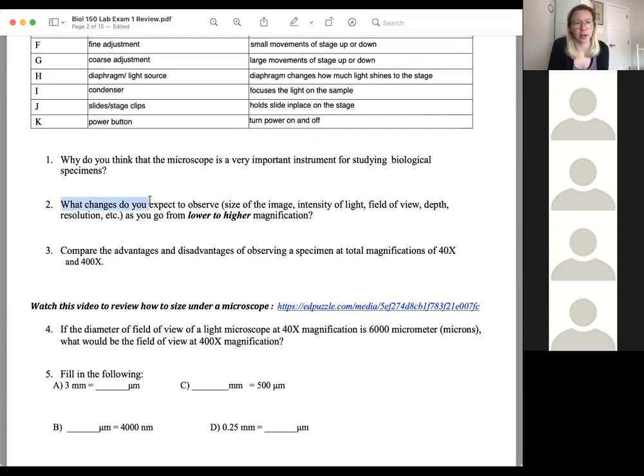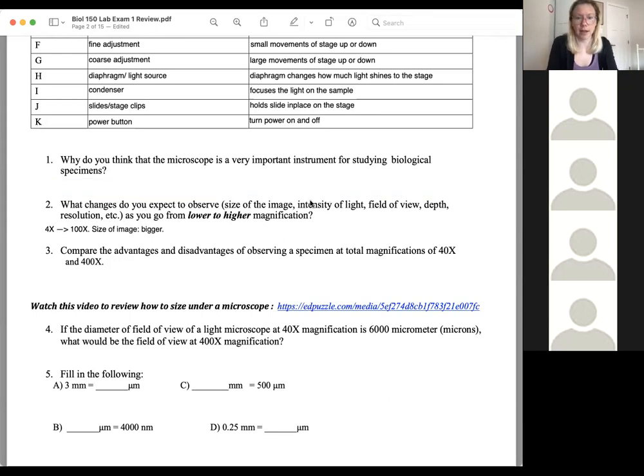Now let's go to this question about what changes you think would happen as you go from a lower magnification to a higher magnification. So let's say we're going from 4x magnification to 100x. What's going to happen to the size of the image? Is it going to get bigger or smaller, or is it going to stay the same? It's going to get bigger. Right, so the size of the image is going to get larger.